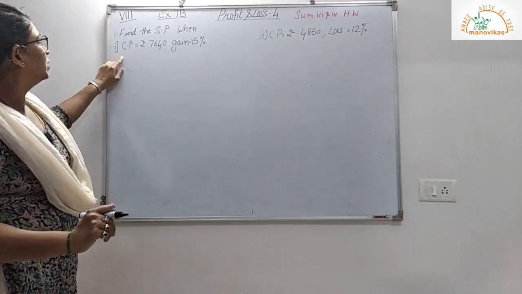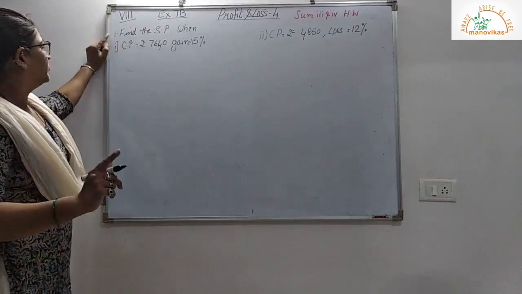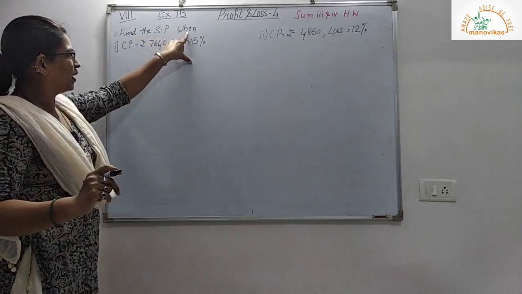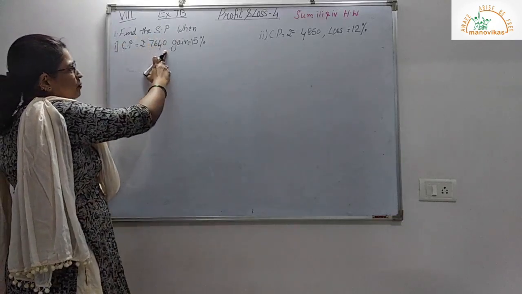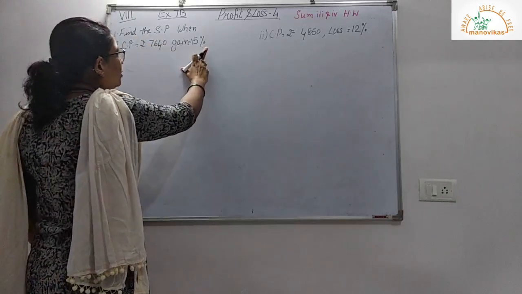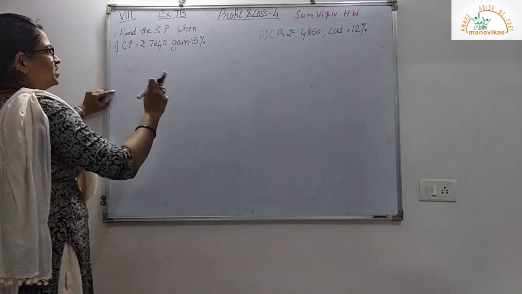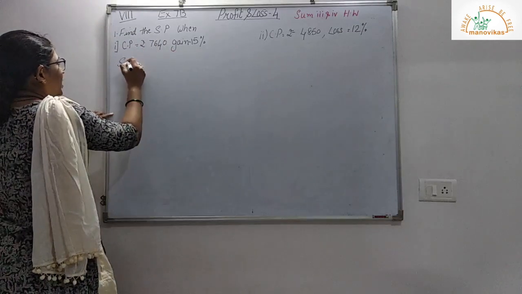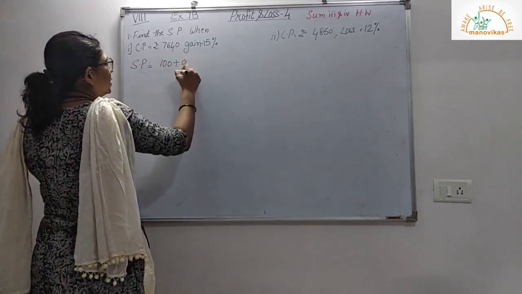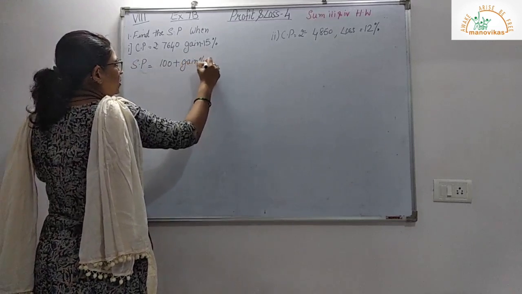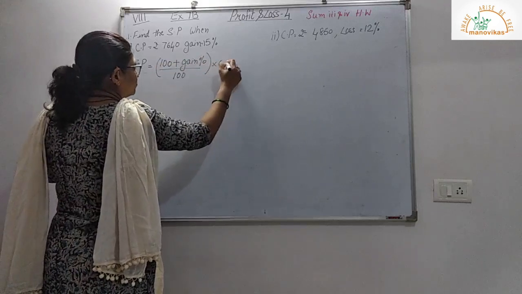We start with exercise 7b, sub-question 1. Find the selling price when cost price is equal to rupees 7640 and gain is equal to 15%. Now to find the selling price when cost price and gain percent is given, the formula is selling price is equal to 100 plus gain percent divided by 100 into cost price, right?